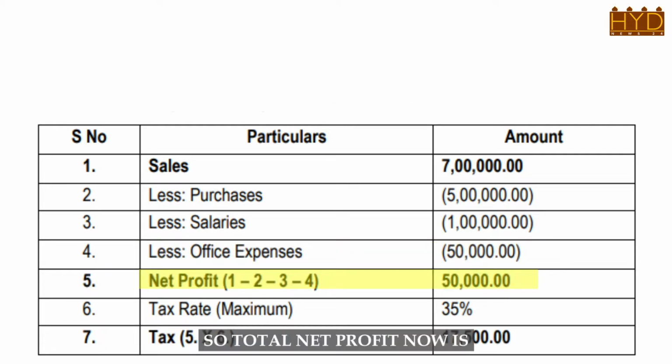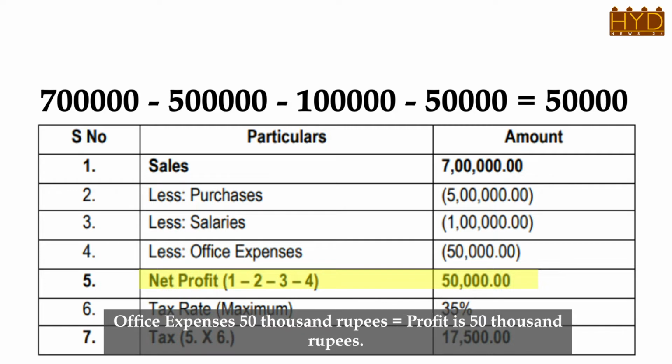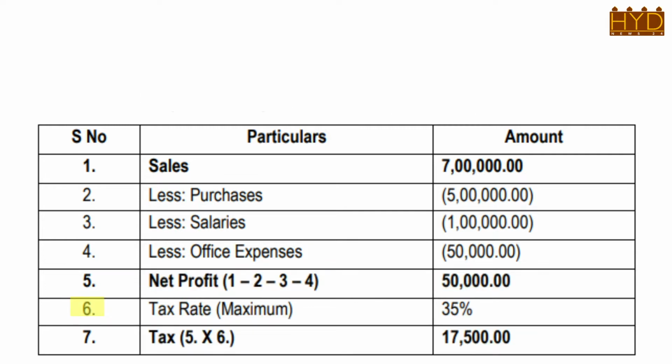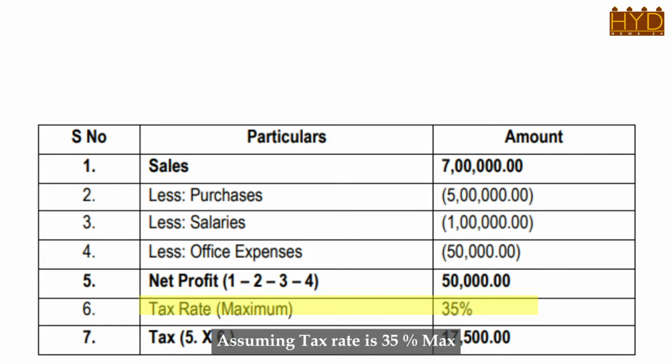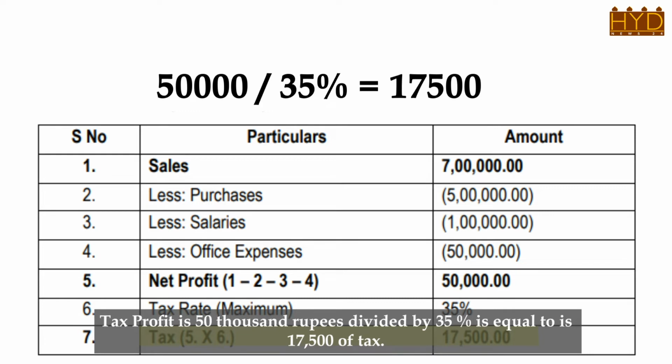5. So total net profit now is sales 7 lakh rupees minus purchases 5 lakh rupees minus salaries paid 1 lakh rupees minus office expenses 50,000 rupees is equal to profit of 50,000 rupees. 6. Assuming tax rate is 35% max. 7. Tax on profit is 50,000 rupees multiplied by 35%, which is equal to 17,500 rupees of tax.